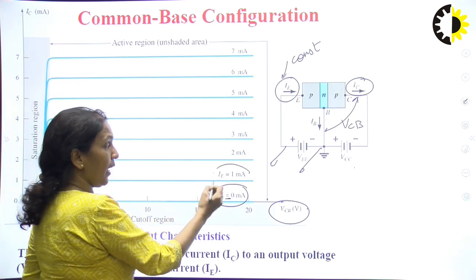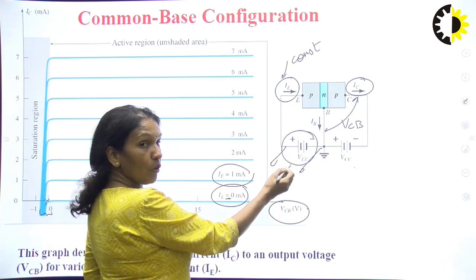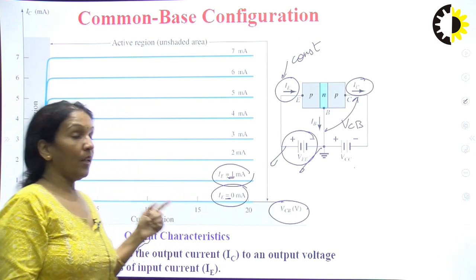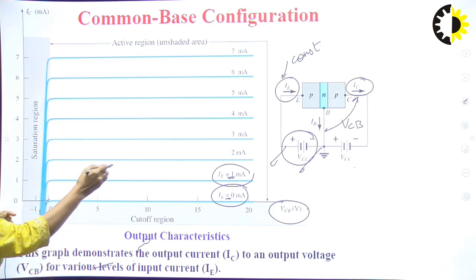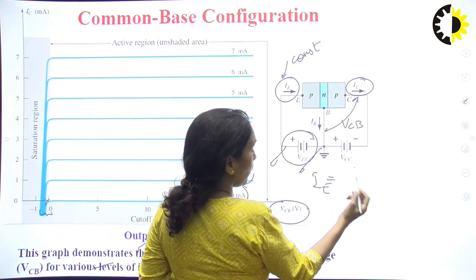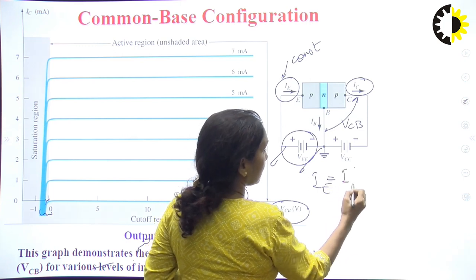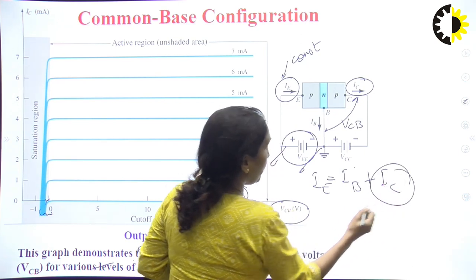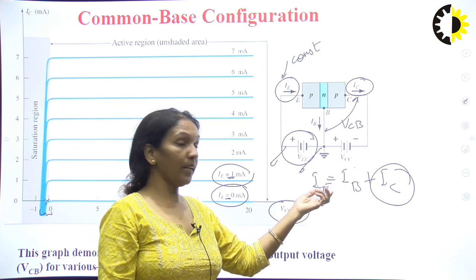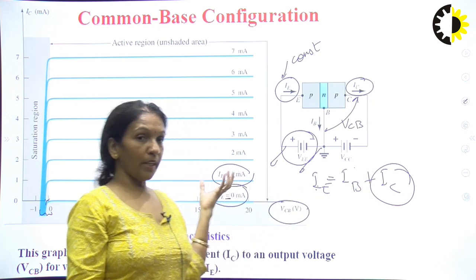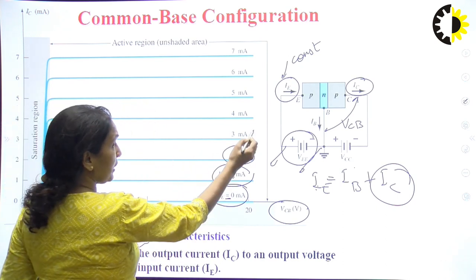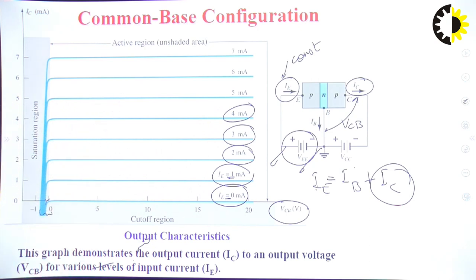But in the next case, when we apply the biasing voltage and adjust it in such a way that we fix the emitter current at 1 milliampere, then the collector current will be almost equal to IE. Not exactly equal, because IC is equal to IE minus IB. So some amount of current gets consumed as the base current, and the remaining current appears as the collector current. So whatever input current we apply, slightly less than that value we get as the output current. As we keep increasing the emitter current, you can see our collector current keeps increasing.